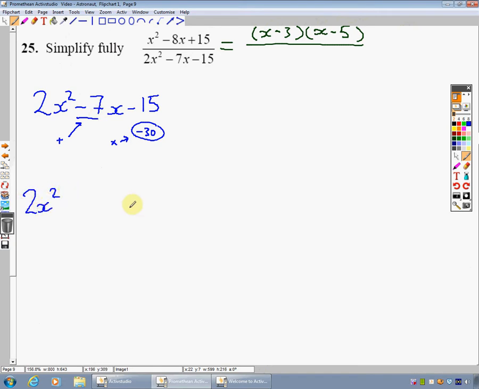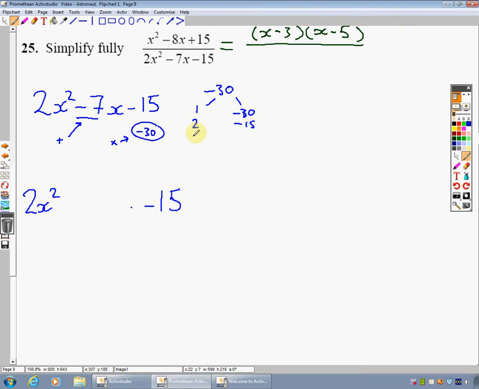Now, I had difficulty thinking up this. I'm just thinking minus 30, well that's either going to be 1 and minus 30, 2 and minus 15, not going to work, and 3 and minus 10, that's going to be it, isn't it, because 3 minus 10 is our minus 7. 3 and minus 10, perfect, they're the numbers I'm thinking.